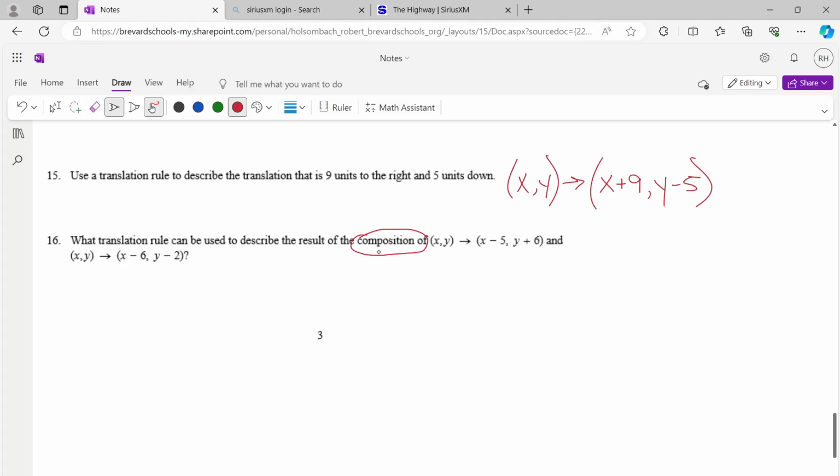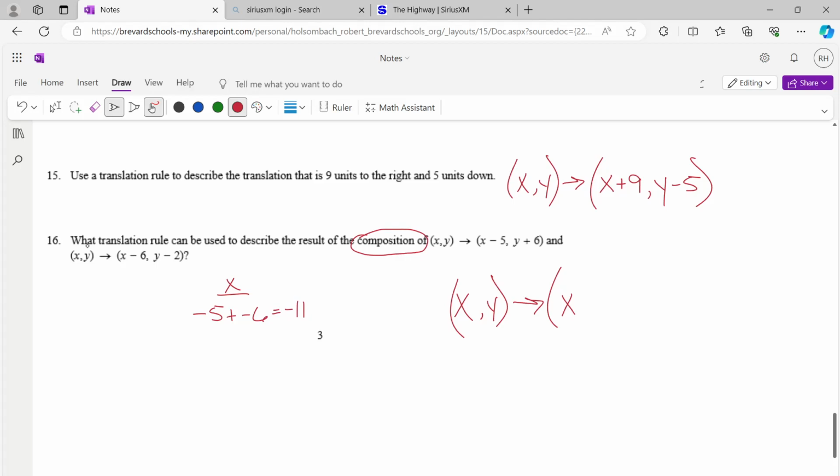For the composition, when you're writing the rule, what you do is you just, for the x's, all right, here's our rule for every xy, our x's. For our x's, we just take -5 plus -6, okay? And -5 plus -6 equals -11.